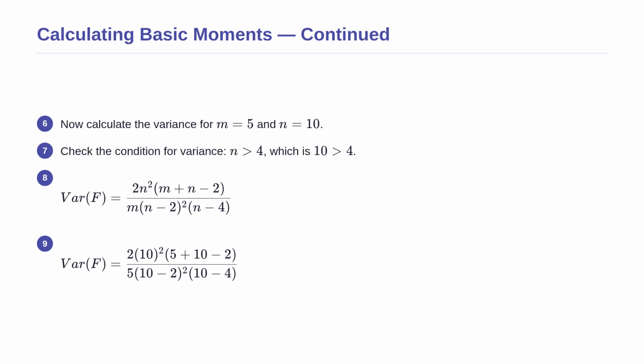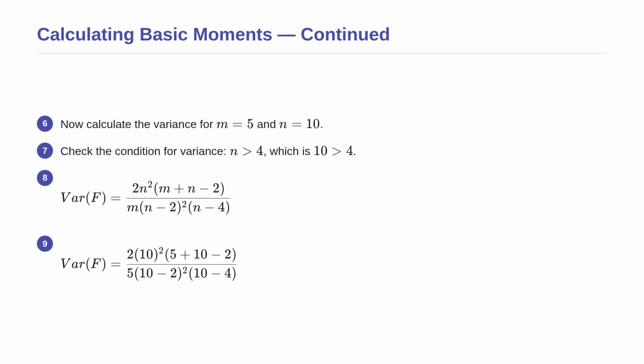Continuing with the same manufacturing machines, we now move on to finding the variance. We know m equals 5 and n equals 10. First, we must verify our strict condition. Is n greater than 4? Yes, 10 is greater than 4, so the variance is well defined. We write down our full variance formula to measure the spread of our data.